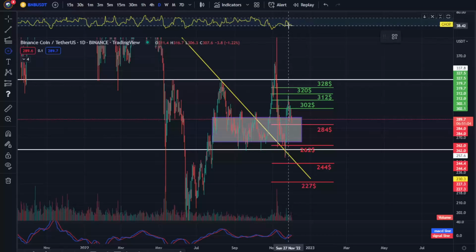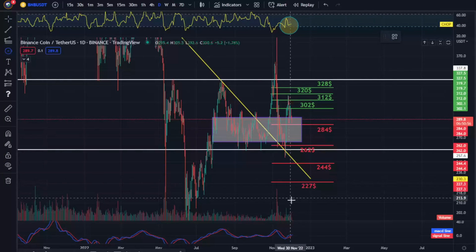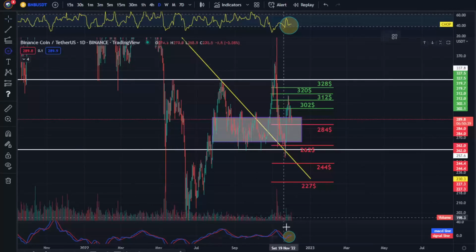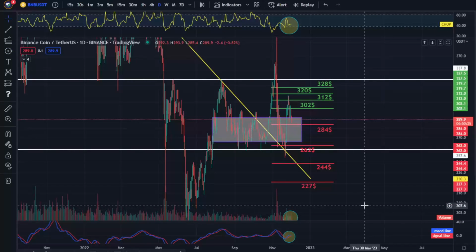Moving on, we see that the CHOP index indicates that the energy is low but is slowly starting to increase. The MACD indicator indicates that we are close to entering a downtrend, and on the volume we see falling energy, but with a predominance of sellers.